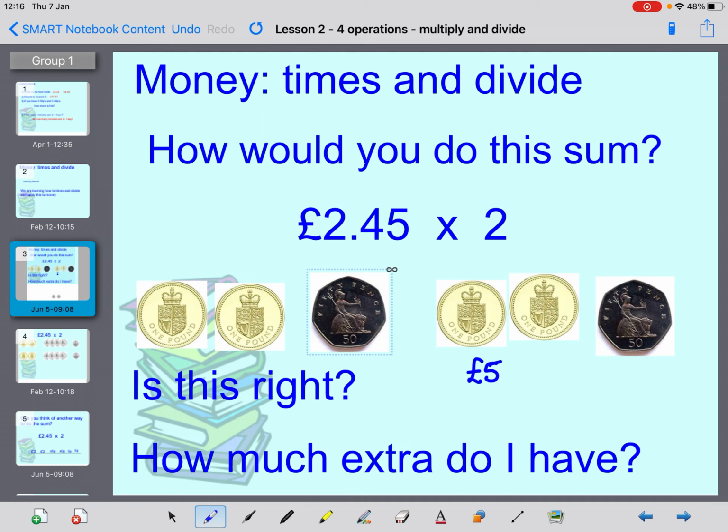That's not right, because the £2.50 over here is 5p too much, so we need to take that off. And this £2.50 over here is 5p too much as well. Okay, so we've got £5 and we need to take off 10p from there, giving us £4.90. Hopefully that's the answer that you got. There'll be different ways that you've done this.